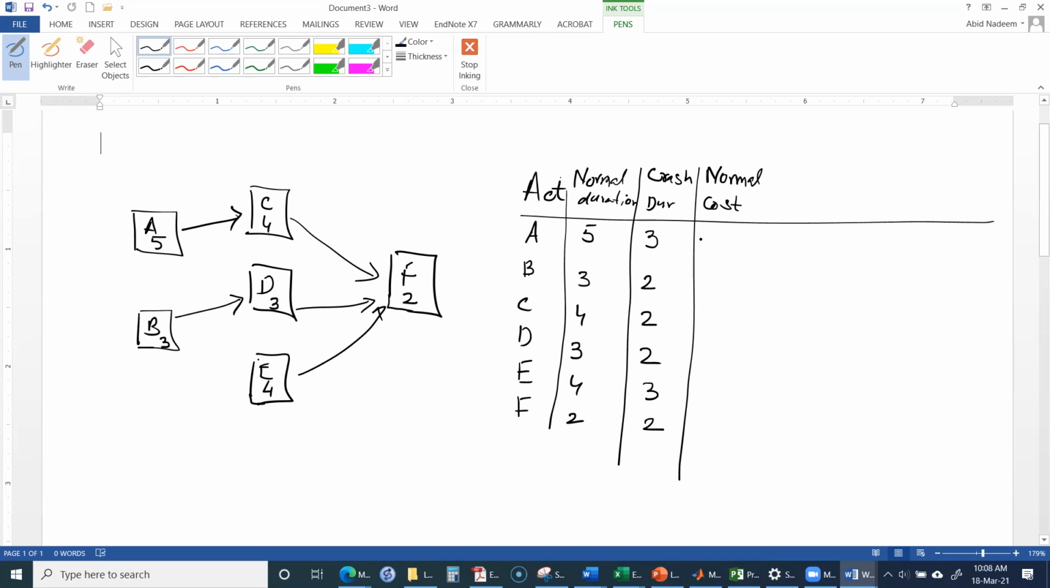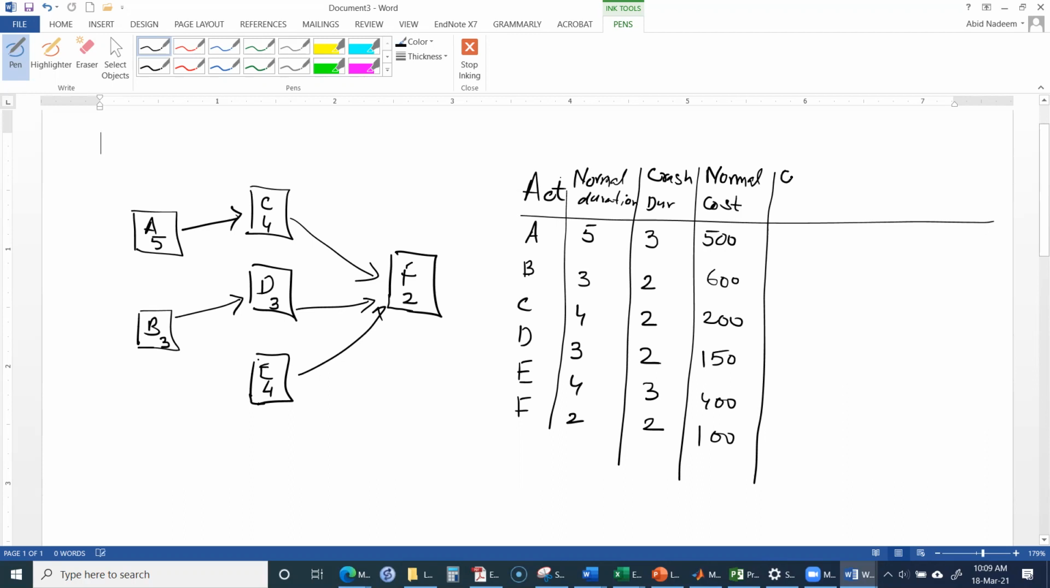Say the normal cost of activity A is 500. The normal cost of activity B is 600. The normal cost of activity C is 200. The normal cost of activity D is 150. The normal cost of activity E is 400. And the normal cost of activity F is 100.